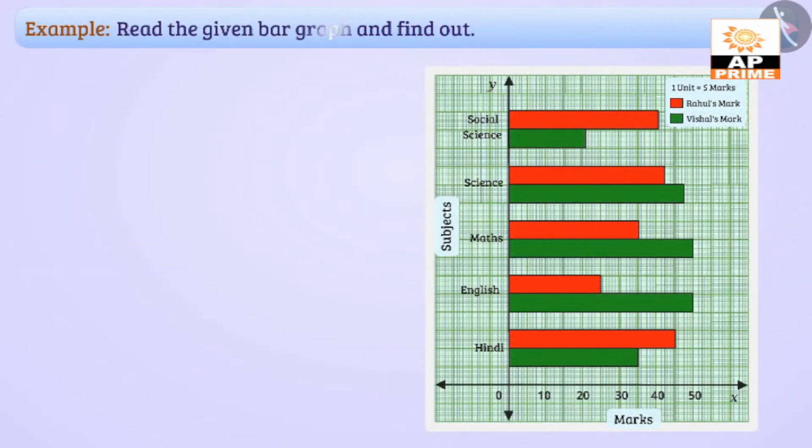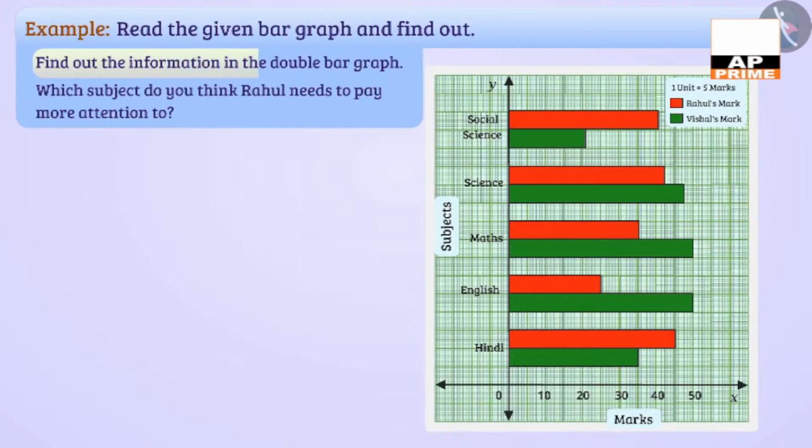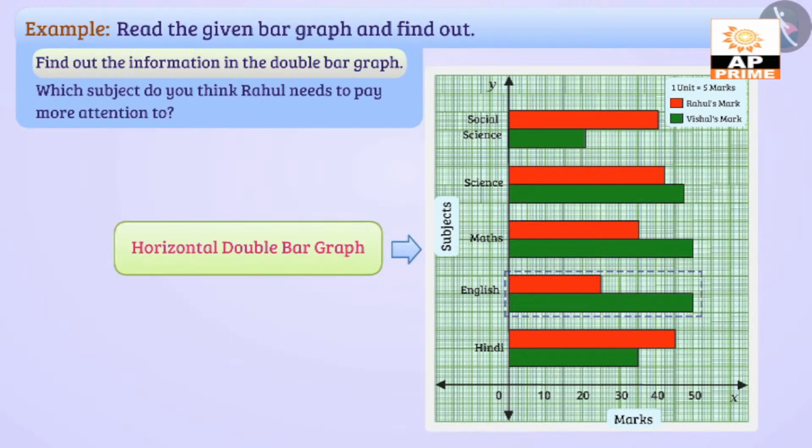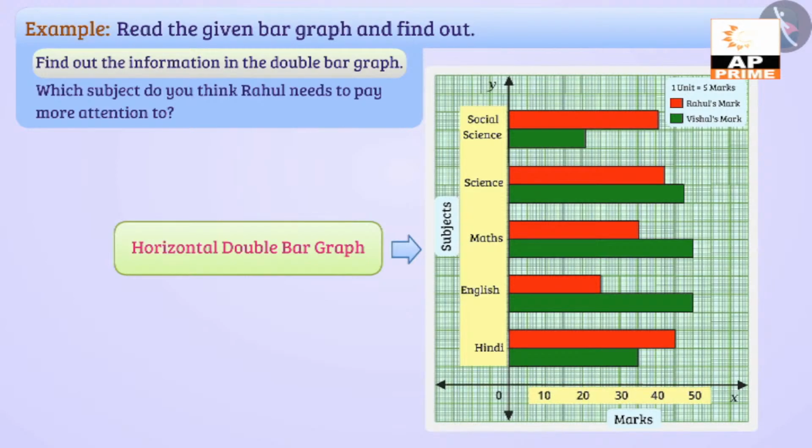Read the given bar graph and find out the information in the double bar graph. To find out what information is shown in this bar graph, one has to look at what is represented on x-axis and y-axis, along with understanding what each bar represents in a pair of bars. The double bar graph shown is the horizontal double bar graph. Here, names of subjects are shown on the y-axis and the marks are shown on the x-axis. The red color in the pair of bars indicates Rahul's marks and green bars indicates Vishal's marks. Therefore, we can say that this double bar graph compares the marks obtained by Rahul and Vishal in various subjects in an examination.